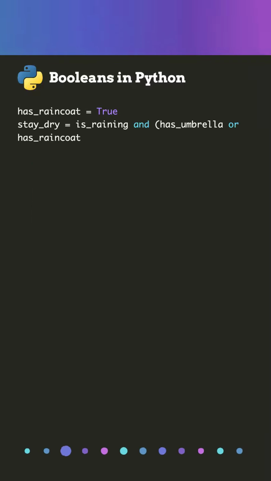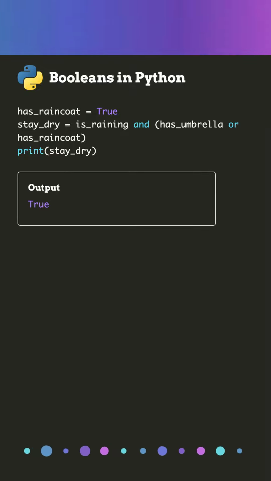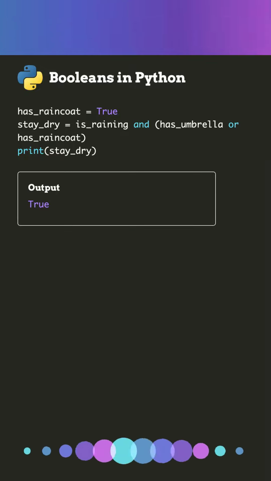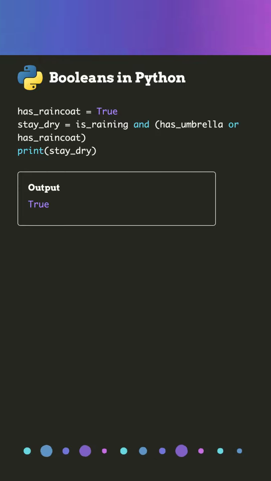Next, we'll use the or operator. The or operator checks if at least one of has umbrella or has raincoat is true. Since has raincoat is true, stay dry is now true. When using the or operator, true or true produce true, false or false produce false, and true or false produce true.